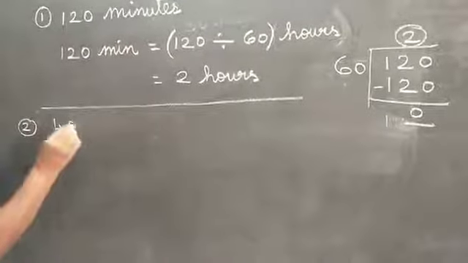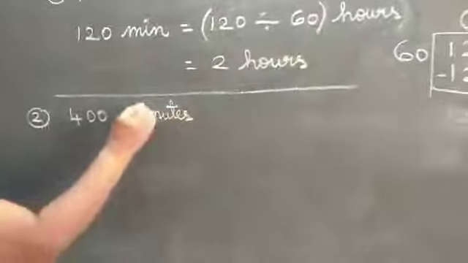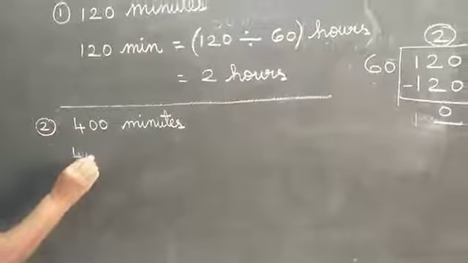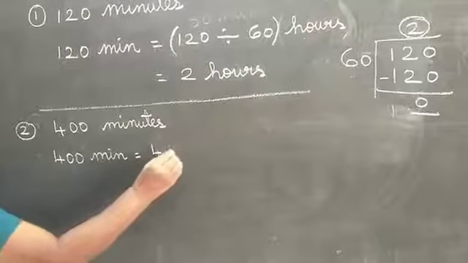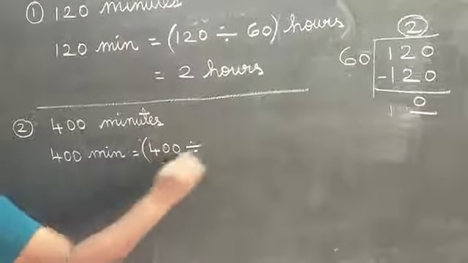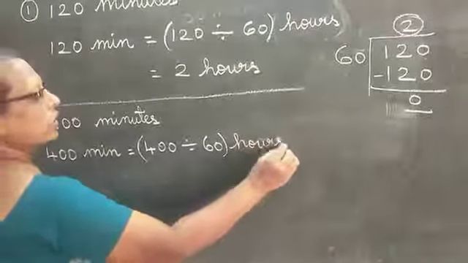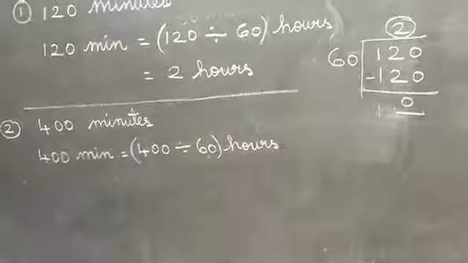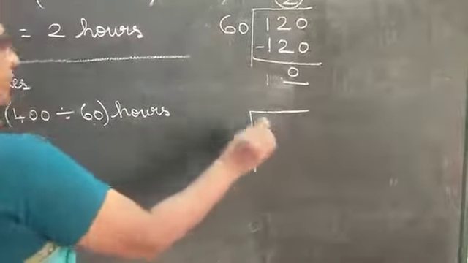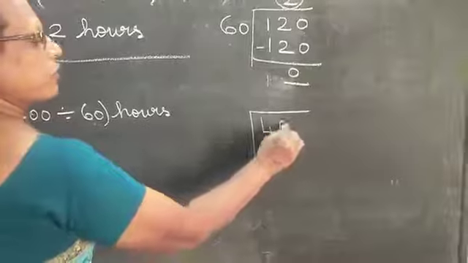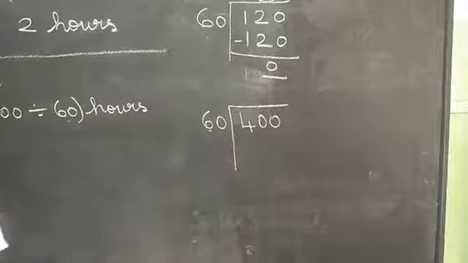The second sum, 400 minutes. Okay. 400 minutes is equal to 400 divided by 60 hours. When you divide 400 divided by 60, sometimes it will be very hard. So what you can do? You can do like this, but you have to do it in the rough column. Okay, children? 400 divided by 60. If you feel hard, you can say the 6 tables. It will be very easy.